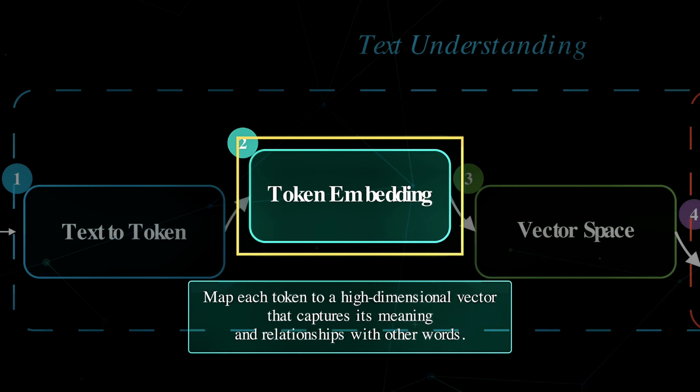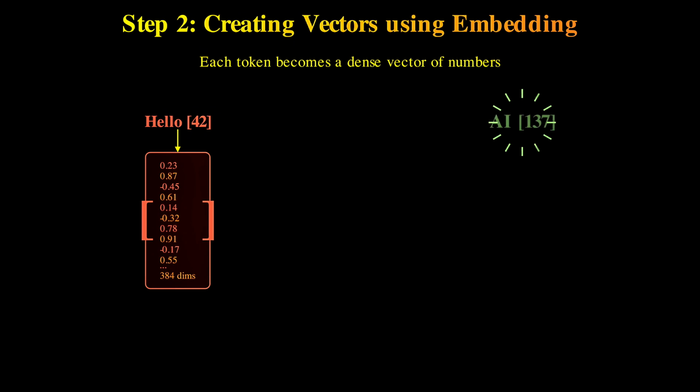Each token is mapped to a high-dimensional vector, a list of numbers that captures its meaning and relationships with other words. Let's take our first token, hello, with ID 42. The model looks up this token in an embedding table and retrieves a vector, a long list of numbers. This vector has 384 dimensions, meaning it's a list of 384 numbers. Each number captures a different aspect of the word's meaning. The same thing happens for the AI token with ID 137. It gets its own unique 384-dimensional vector, a completely different set of numbers that represents what AI means to the model.